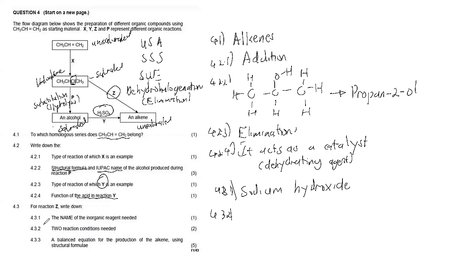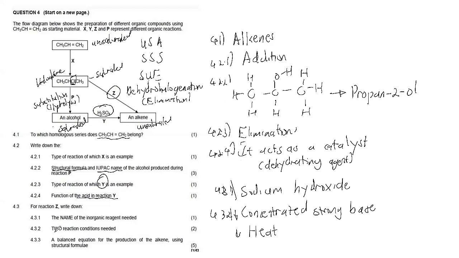Dehydrohalogenation. Right. So this is also an elimination reaction here. Now for 4.3.2, they say 2 reaction conditions needed. What are the 2 reaction conditions needed for dehydrohalogenation? We know that we need concentrated strong base since it's an elimination reaction. So that's concentrated strong base, as well as heat. So we need that strong heat there. And that's how we have it.